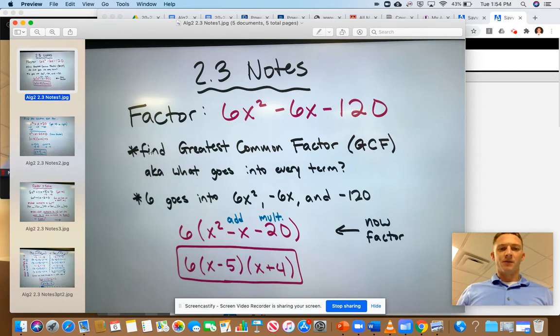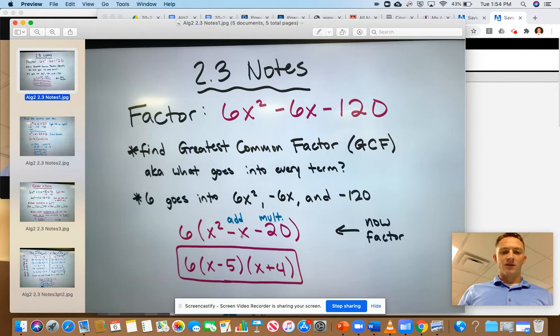So first thing we want to do is see what we can take out of all of these numbers. In other words, what's the greatest common factor? You may have seen GCF before. What goes into every single term? So what goes into 6, negative 6, and negative 120? Well, as we can see here, we could pull out a 6. 6 goes into 6, 6 goes into negative 6, and 6 goes into negative 120. So if I pull out a 6, that leaves 1, negative 1, and negative 20.